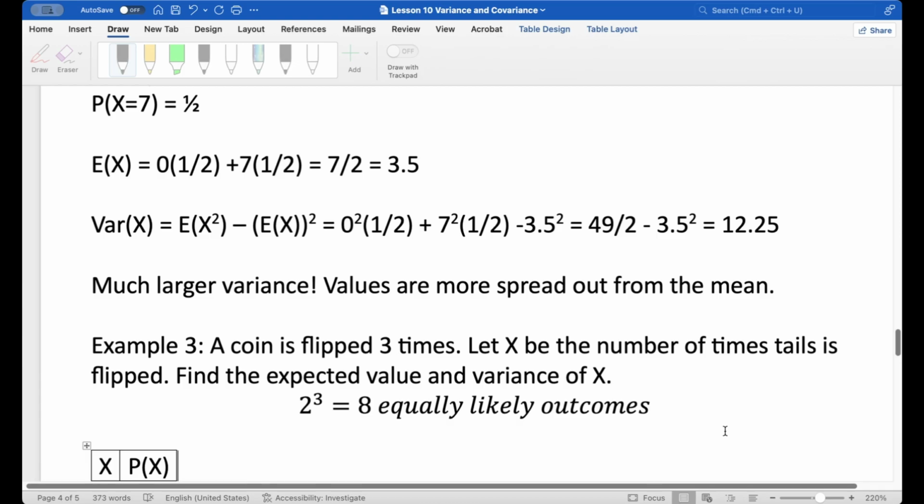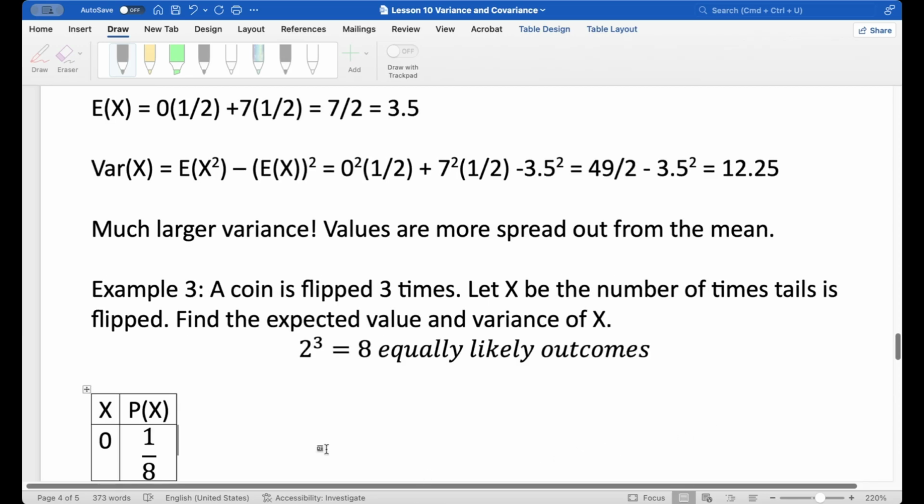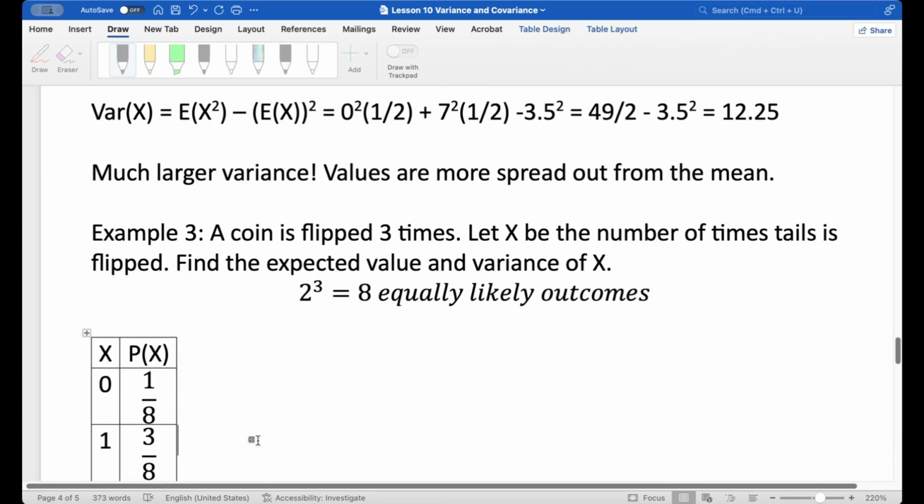So how many ways are there to get 0 tails? There's only one way for that to happen. It has to be HHH. So the probability of 0 tails is 1/8. Now, how many ways are there to get 1 tail? There are 3 possibilities in any of the 3 flips. So the probability of that is 3/8.